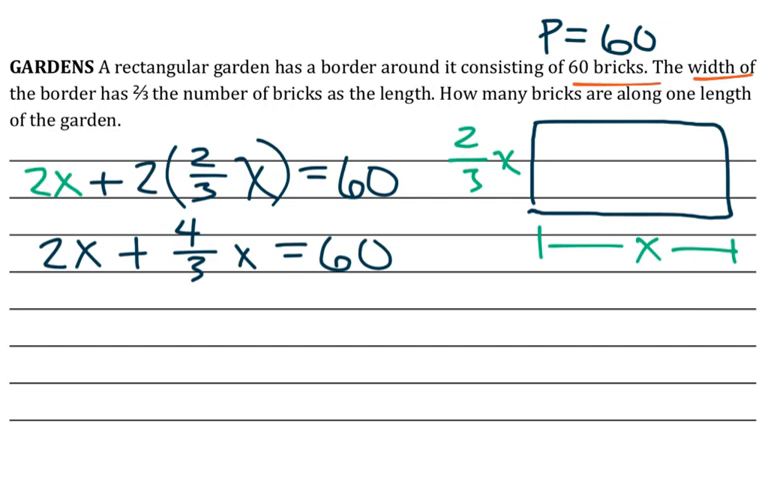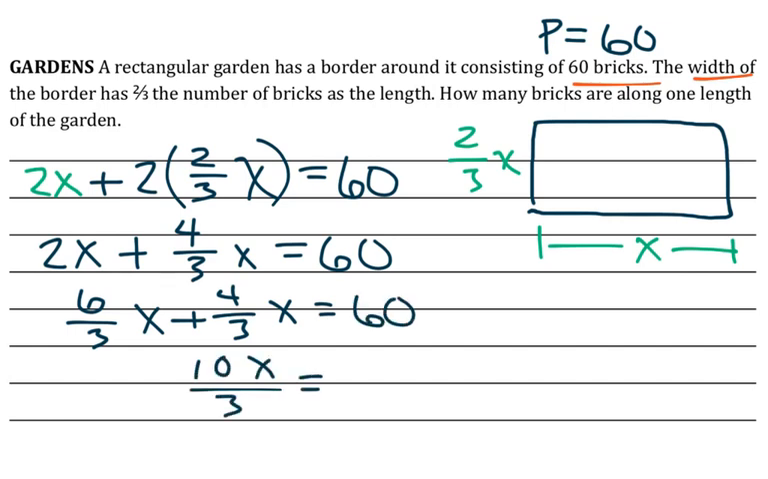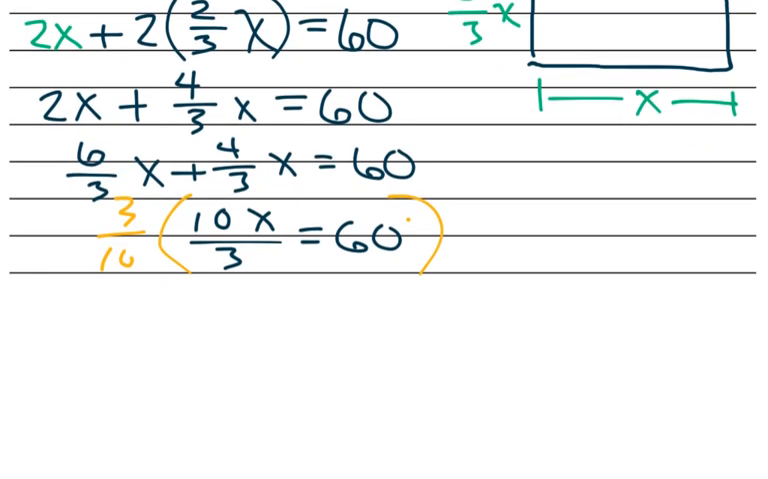And as we go to combine these fractions, 6/3 x plus 4/3 x equals 60, and I'm going to solve by multiplying over the reciprocal, which means that x is going to be 3 times 60 over 10, and 60 is 6 times bigger than 10, which gives us 18.